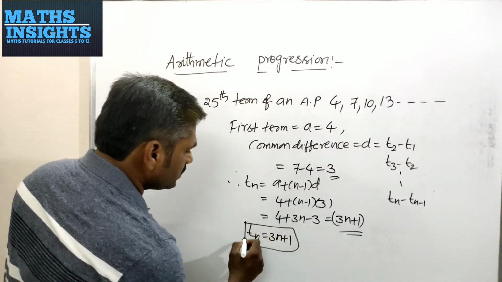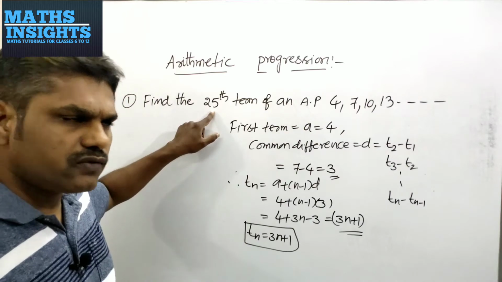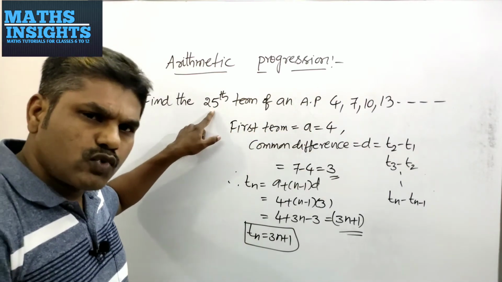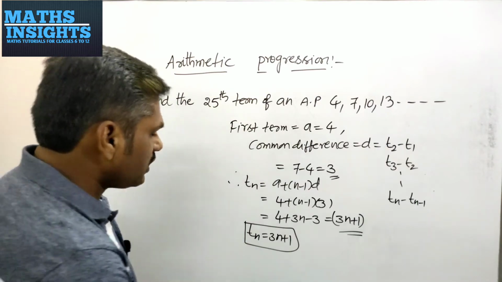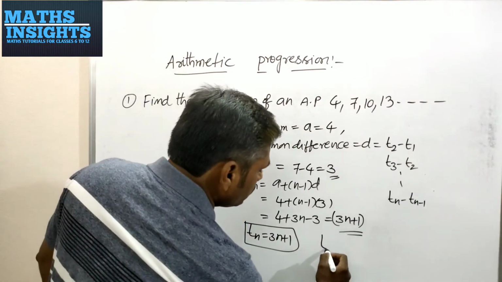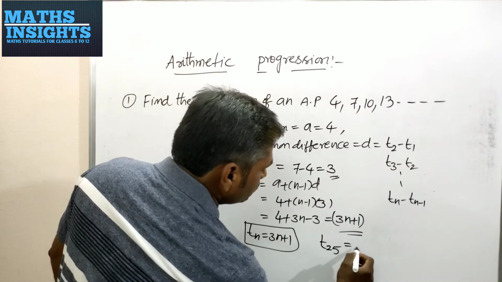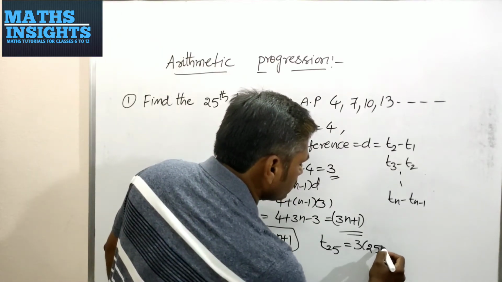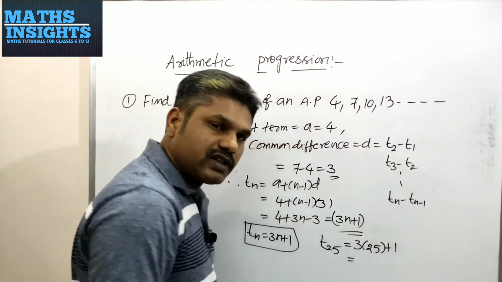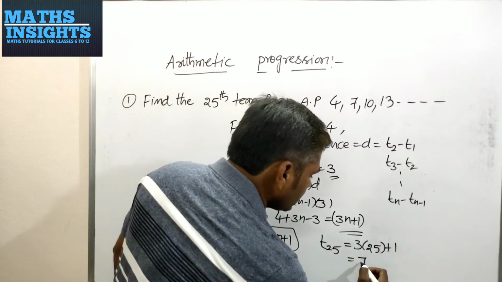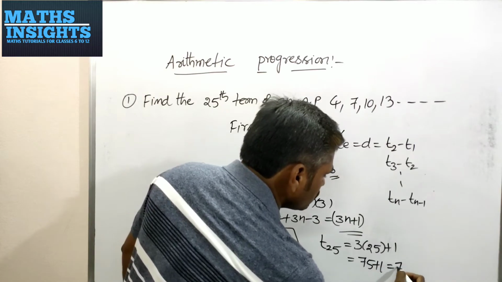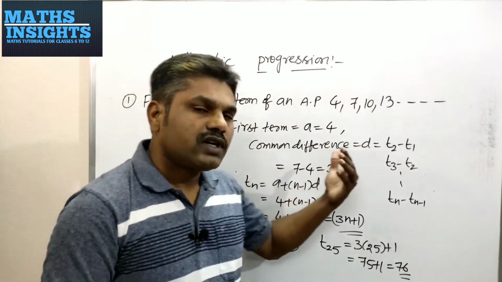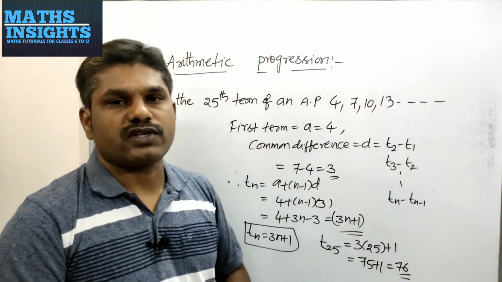Now I want to find the 25th term of this arithmetic progression. So I have to put n is equal to 25. Therefore T25, term number 25, is equal to 3 into 25 plus 1. 3 twenty-fives is 75. 75 plus 1, that is equal to 76. 76 is the 25th term of this arithmetic progression.